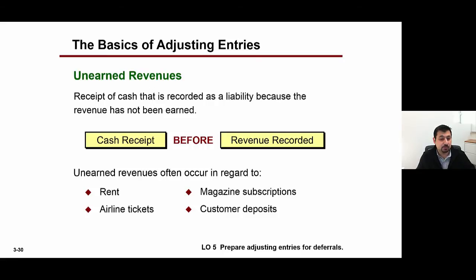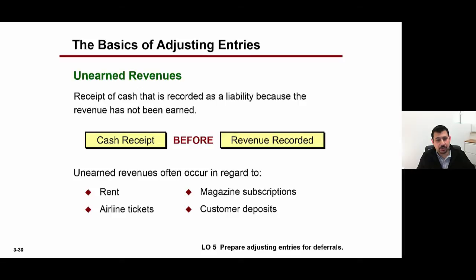Take, for example, magazine subscriptions. In this case, the customer pays in advance for, let's say, a 1 year subscription of magazines. Let's say that every month they should receive one volume. So the company received cash for 12 volumes, but they have not delivered any of them. This is why they haven't earned those revenues yet, but they received the cash.